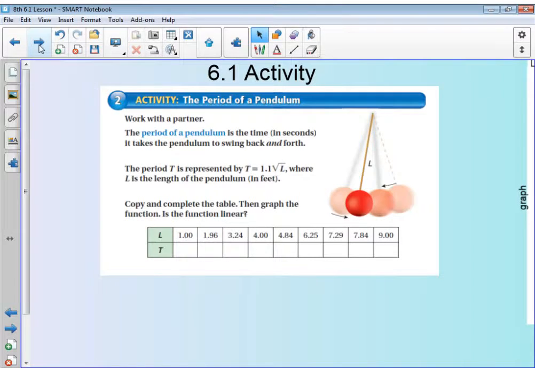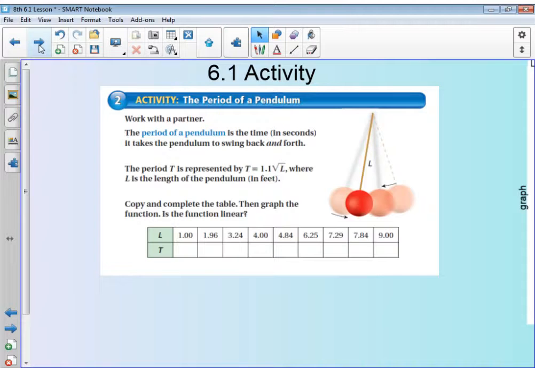So here we have an activity. It says the period of a pendulum. So remember, a pendulum is where you've got a ball that's swinging back and forth. And it says the period of a pendulum is the time in seconds it takes for the pendulum to swing back and forth. The period T, so they're using T just to represent how long that took, is represented by T equals 1.1 times the square root of L, where L is the length of the pendulum in feet.